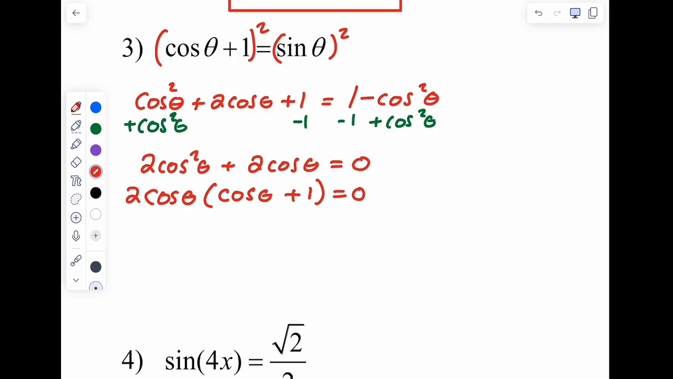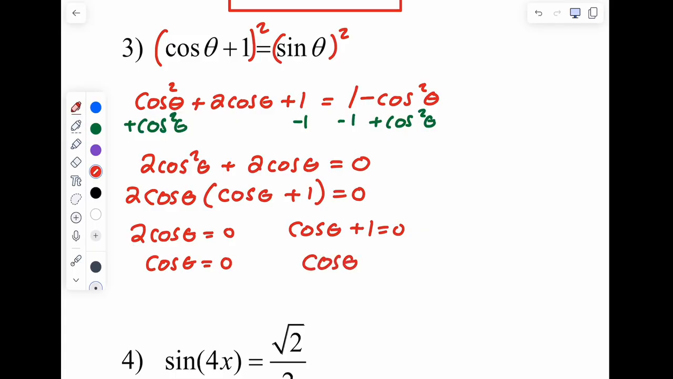This kind of looks like the last problem, especially on this left side. So that 2, I just divide by 2 or ignore the 2, and I make that cosine equals 0. Here I move the 1 over. I get cosine equals -1.